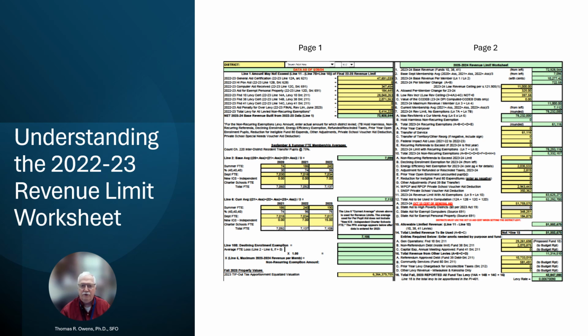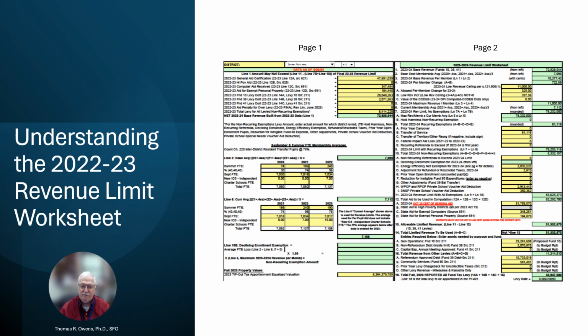During this video, you will gain a basic understanding of the Wisconsin Revenue Limit Worksheet. Shown here are the first 2 pages of the 23-24 Revenue Limit Worksheet. Note that the image of the Revenue Limit Worksheet is divided into 2 halves. The left half, page 1, is the basic work area, showing prior year information, enrollment, and equalized value.